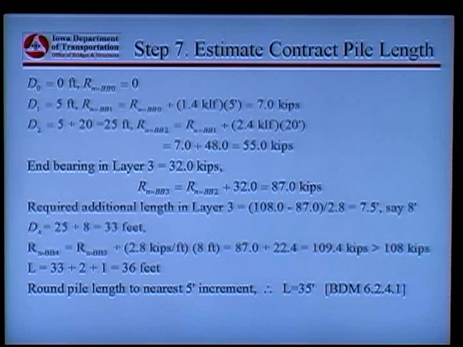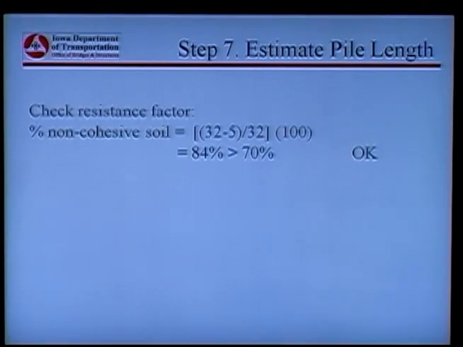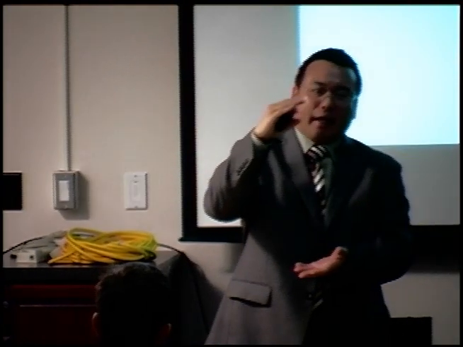Okay? So this is step 7. Right? You're able to determine the contract length. Next, we assume that this pile is embedded in a non-cohesive or sand soil profile. Before even that, we know the actual contract length, or the embedded length.